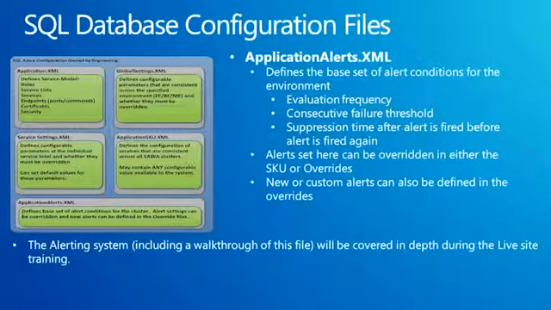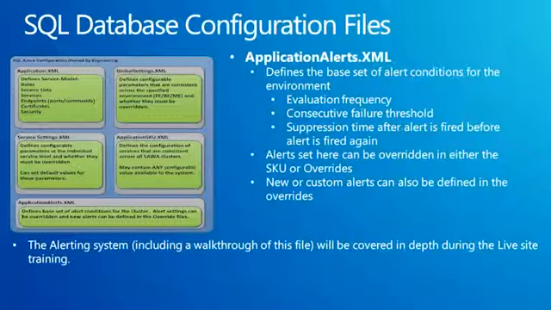The application alerts.xml file will define the base set of alert conditions for the environment. There is one application alerts.xml file for each environment. This file will define the evaluation frequency, the failure threshold, and suppression time for each alert that is defined for this environment.